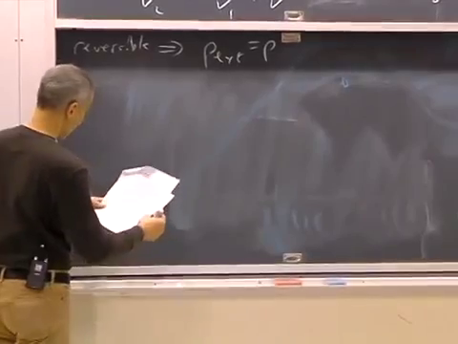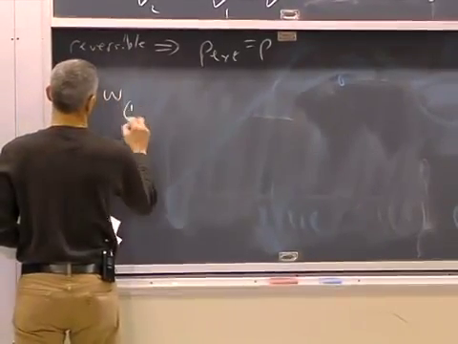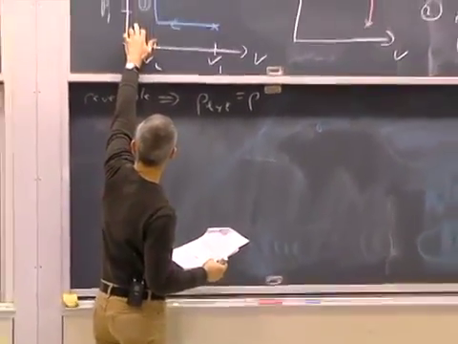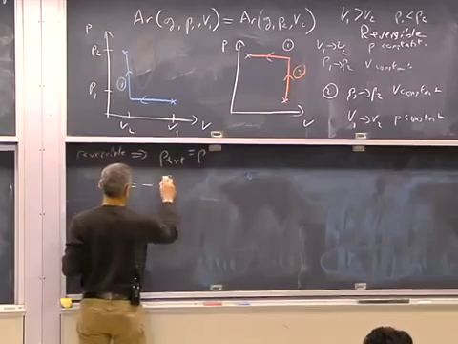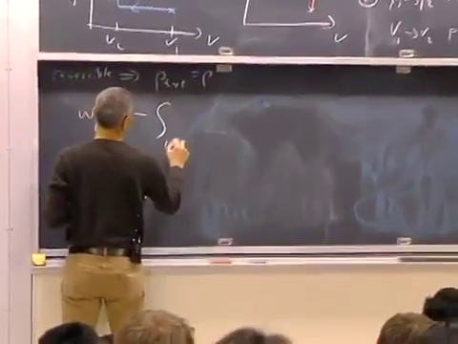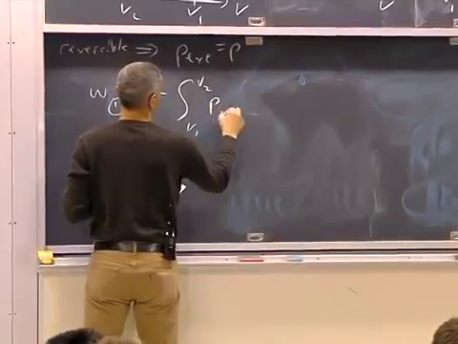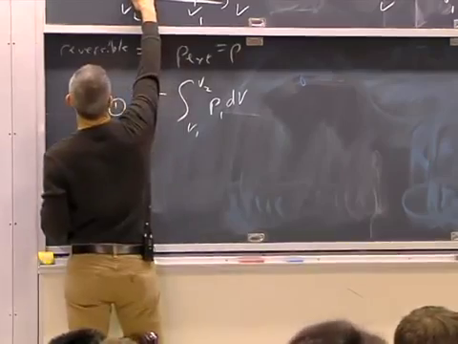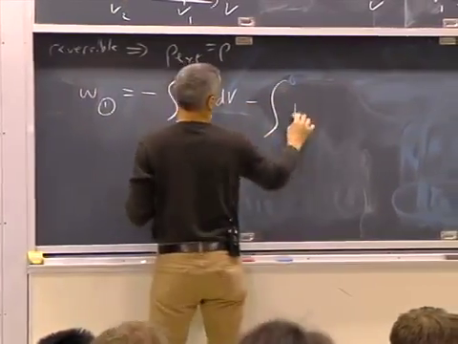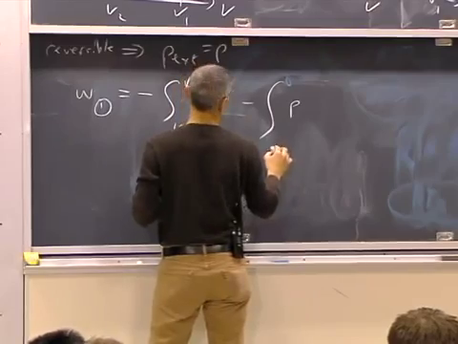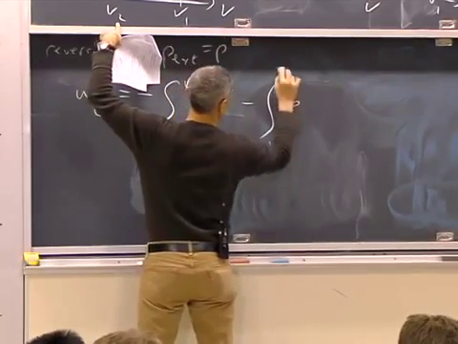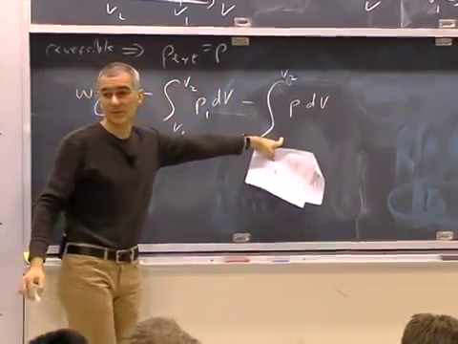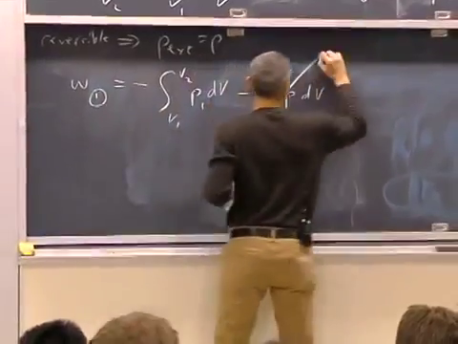Okay, so let's calculate W1, the work for path 1. All right, first thing is I change the volume from V1 to V2. The external pressure is kept constant at P1, so it's minus the integral from V1 to V2 of P1 dV. And then the next step here is I'm going from, the pressure is changing, I'm going from V2 to V2, dV. What do you think this integral is? Right, so this is the easy part, right, 0 here.